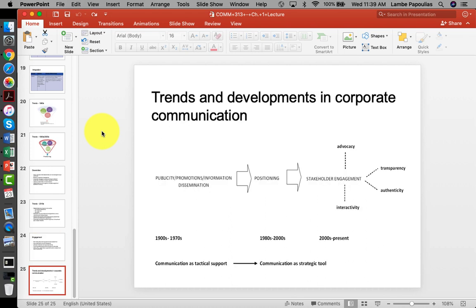And finally, for our last slide, our trends in development and corporate communication, you can see here where we have gone to positioning to now stakeholder engagement, where we have advocacy, transparency, authenticity, interactivity. You know, stakeholders want to interact with the organization. So there are a lot of things that are now going on in today's day and age, whereas back in the 1900s and 1970, you just really had your PR. In the 1980s to 2000s, it was really just branding, positioning yourself, and now there's so much more communication. You could see why corporate communications is such an important role in any organization in today's day and age.